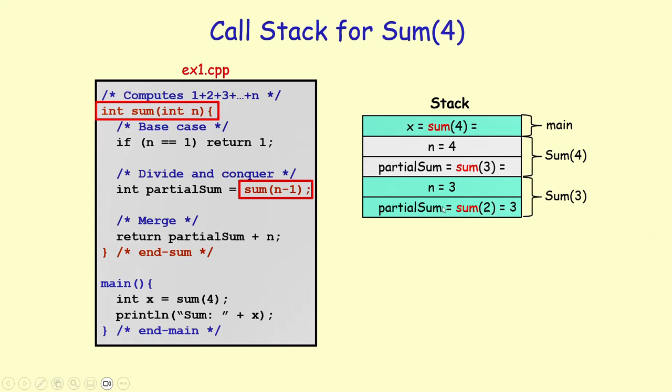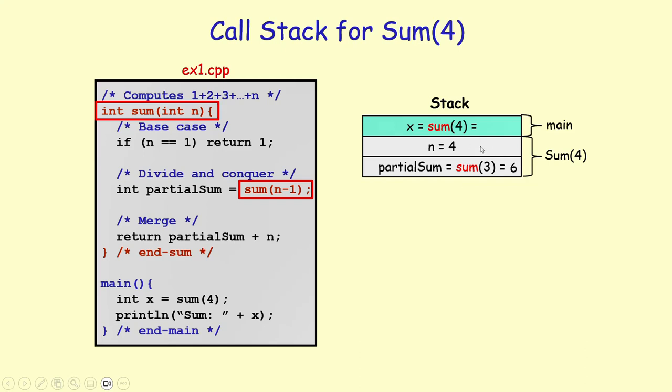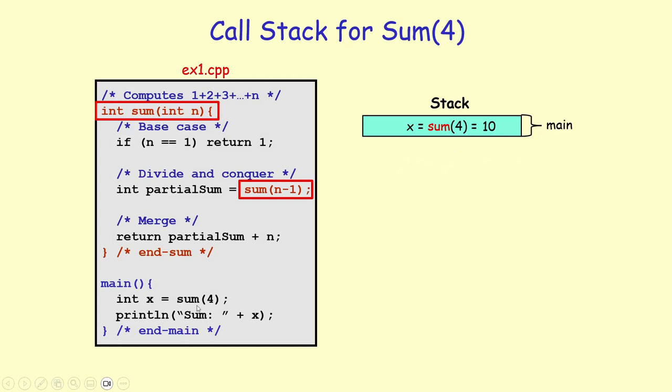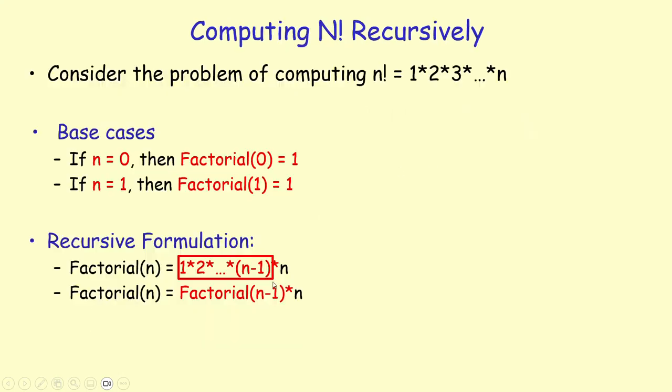Sum 2 is 3. So partial sum in the context of sum 3 will be equal to 3. We are going to continue with the merge step that says partial sum plus n. So that would be 3 plus 3, that would be 6. So we return from the recursion into the context of sum 4. So the partial sum in the context of sum 4 will have a value of 6. The execution continues. It says return partial sum plus n. So that would be 6 plus 4, 10. And we now return to the context of the main function, which made the first call to function sum. And the value of x would be 10. And that's what we're going to print on the screen.